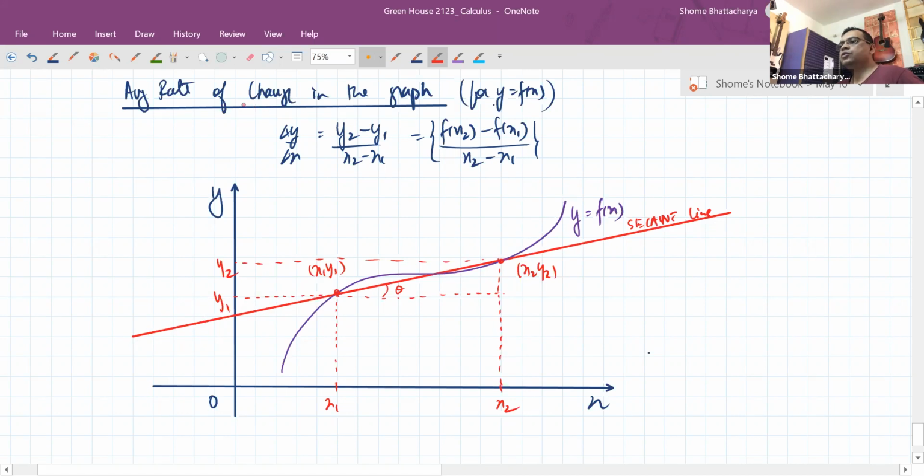Okay, so this quantity geometrically, or in terms of graph, is the slope of the secant line, which is the line joining x1, y1 and x2, y2, these 2 points.